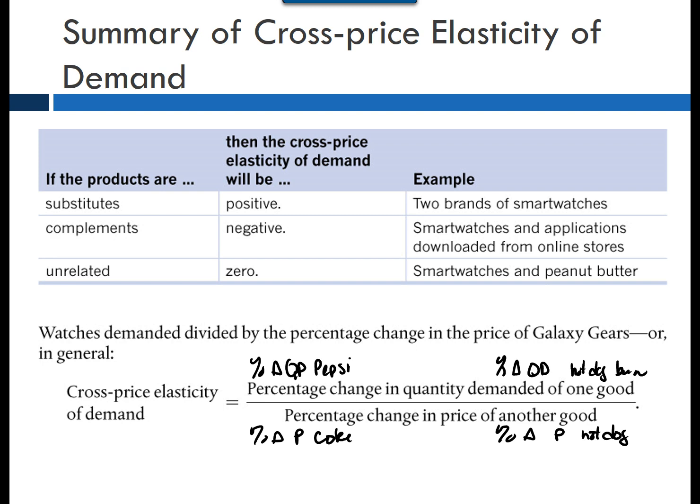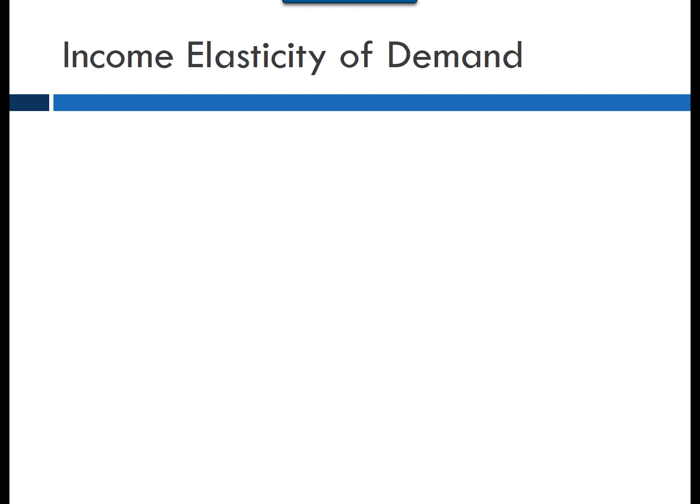And this says if it's 0, it's unrelated. That's not really true. You could plug in two things and you'll get a number and it does not mean they're related. Like if the price of smartwatches changes and the quantity of peanut butter went up, it wasn't because of that. So you've got to use a little common sense in there. But the bigger the number, the stronger the relationship between those. The midpoint formula is exactly the same. It's just you plug in the price of the hot dogs and the quantity of the hot dog buns. Other than that, it's exactly the same.